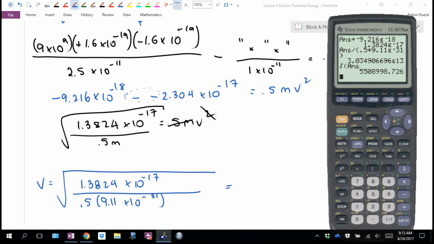Quick like a bunny. And I get, it's moving pretty fast. Not faster than light, though, so at least my answer is within the bounds of the universe. And electrons have very little mass. A very small force will get them moving pretty fast. 5.51 times 10 to the 6 meters per second.